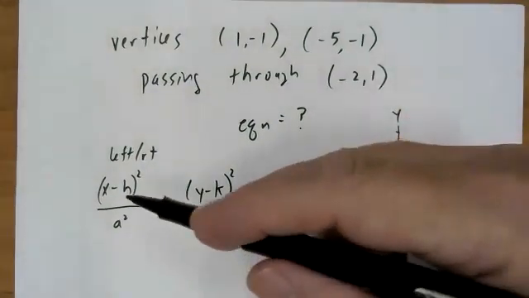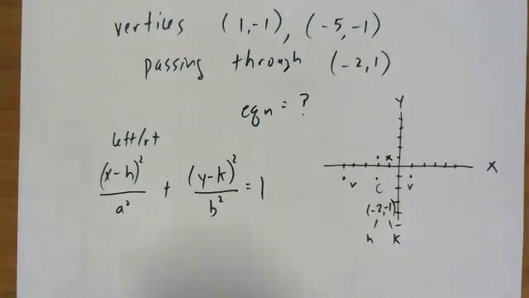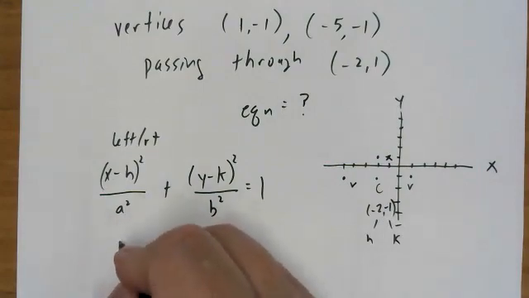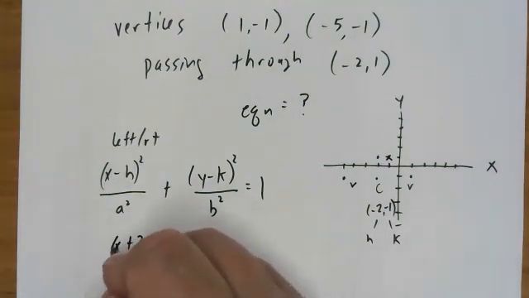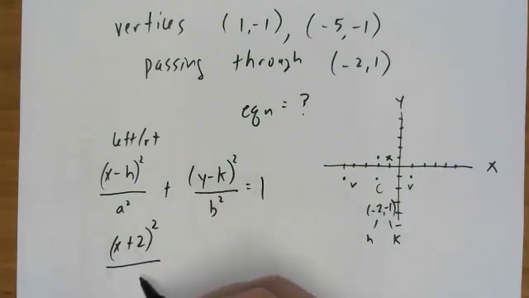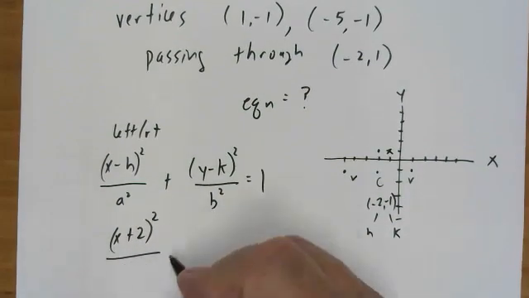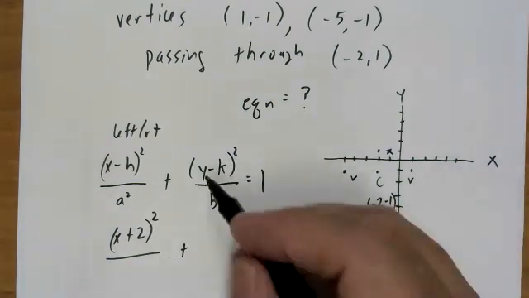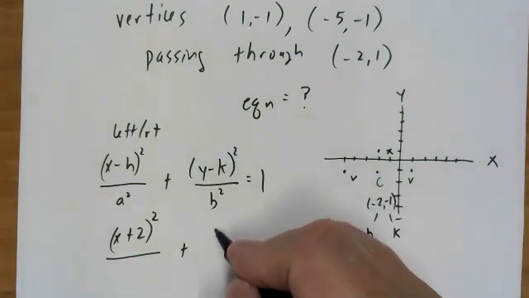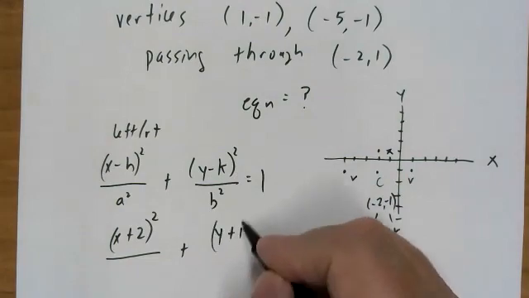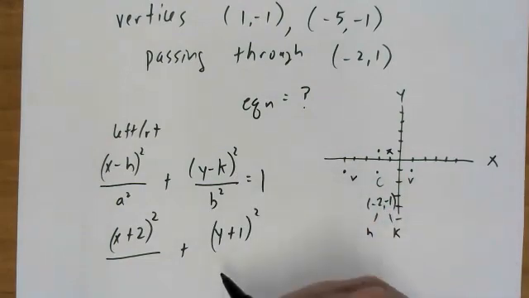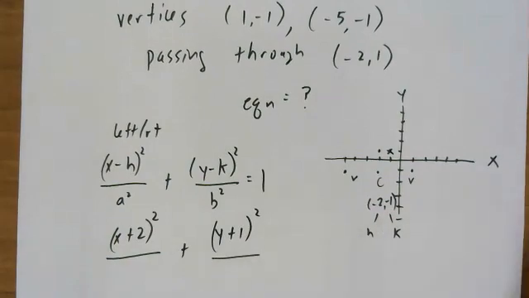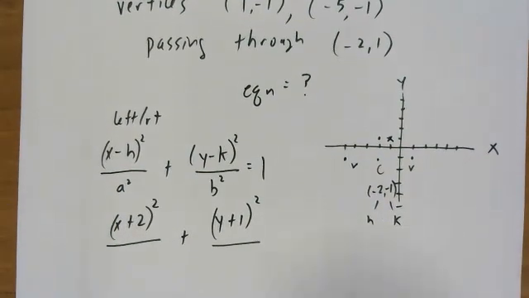Matter of fact, I can go ahead and start writing my equation. So x minus -2, which ends up being x plus 2 quantity squared, let's hold off on the A for a minute. Y minus K, K is minus 1, so Y minus a minus 1 is Y plus 1. Once again, let's hold off on writing the B squared for now.